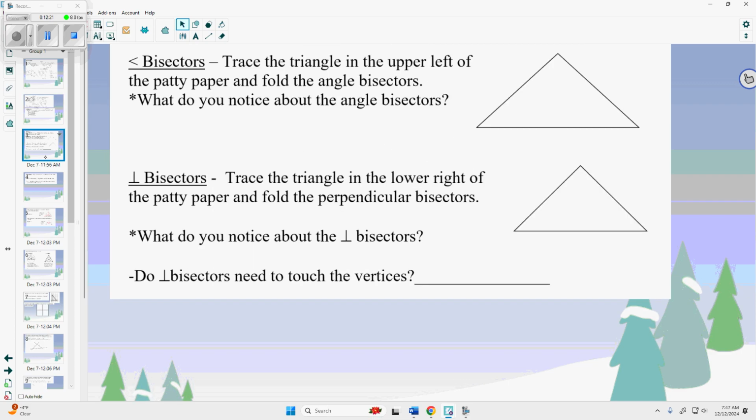All right. At the top of your page, it says angle bisectors, and it says trace the triangle in the upper left of the patty paper. So you're going to take your patty paper and trace that triangle in the upper left-hand corner. So you're putting that triangle in the upper left.